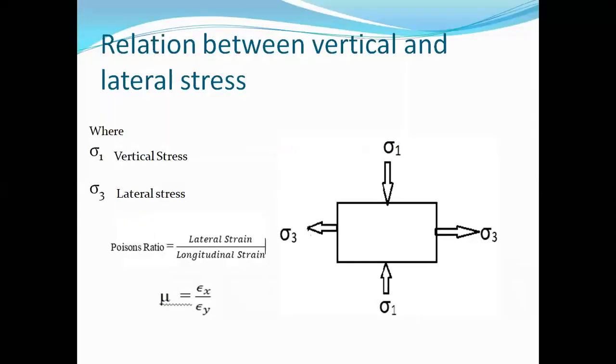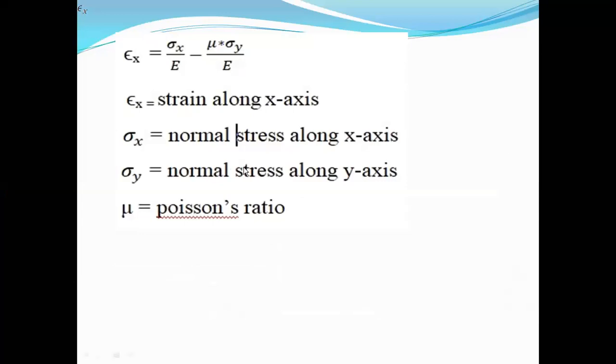In the previous slide, Poisson's ratio is the ratio of lateral strain to the longitudinal strain. So if I want any strain along the lateral direction, what should I do now? I should multiply the longitudinal strain with the Poisson's ratio. The same concept I have used in the next slide. See here, I want to find the strain along the lateral direction. That is mu into sigma y by E, whereas sigma y by E represents the strain along y direction.